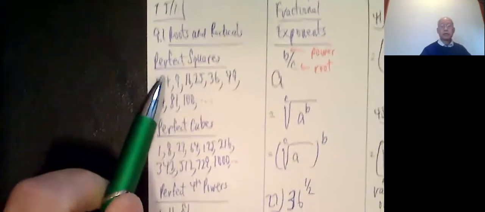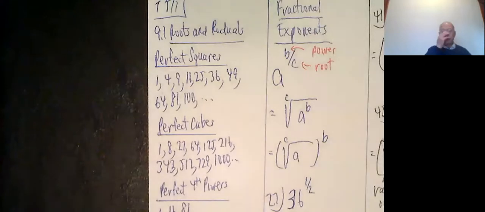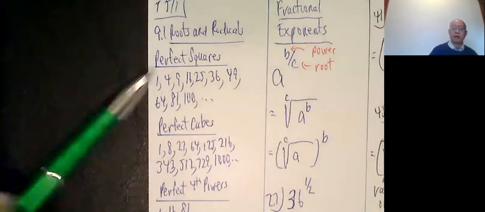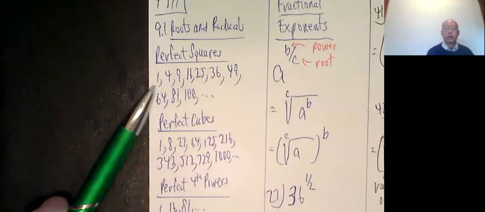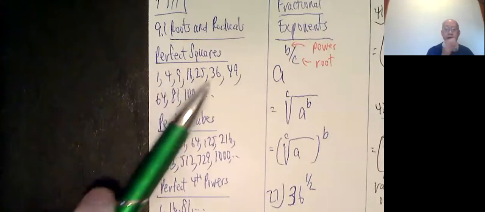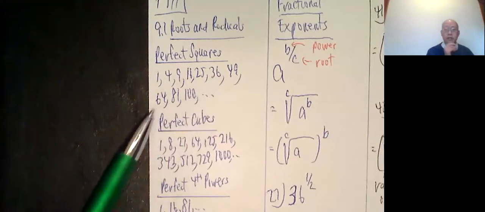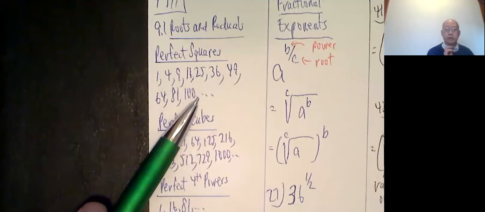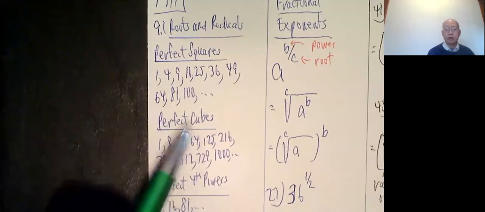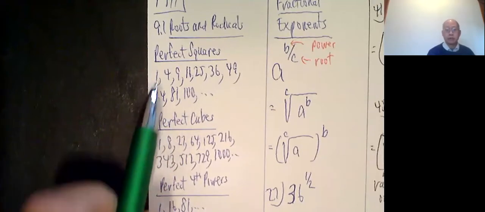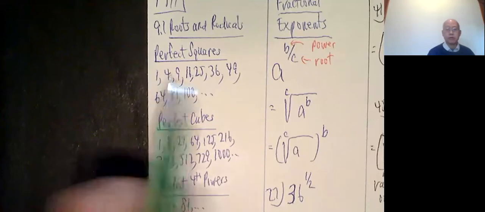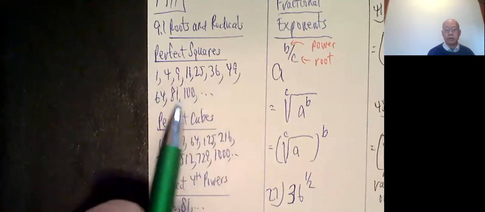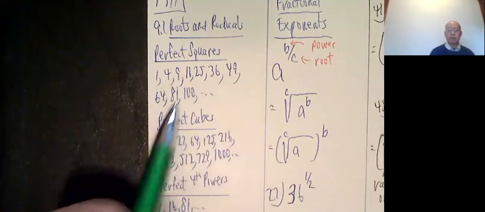For this section, some things to keep in mind. You want to be familiar with the perfect squares. You basically already know these. Perfect squares are 1, 4, 9, 16, 25, 36, 49, 64, 81, 100, and so on. These have nice square roots. Square root of 1 is 1, square root of 4 is 2, square root of 9 is 3, square root of 49 is 7, and so on. You've already known these from the times tables.